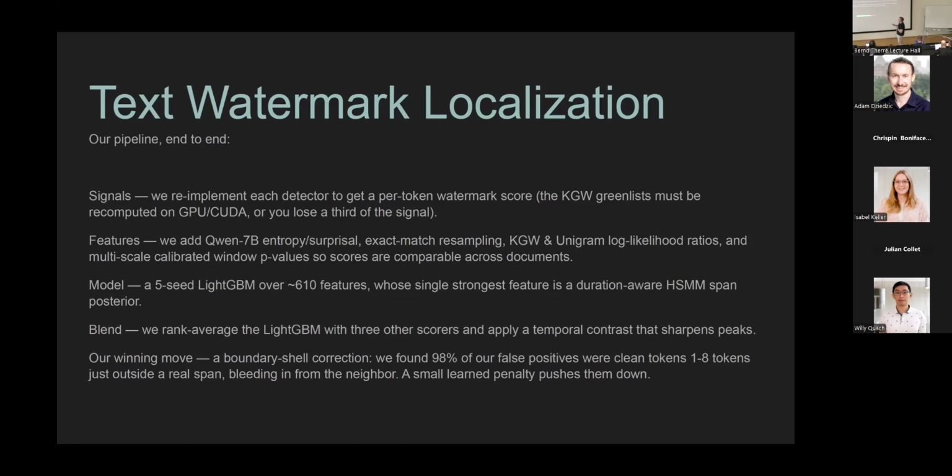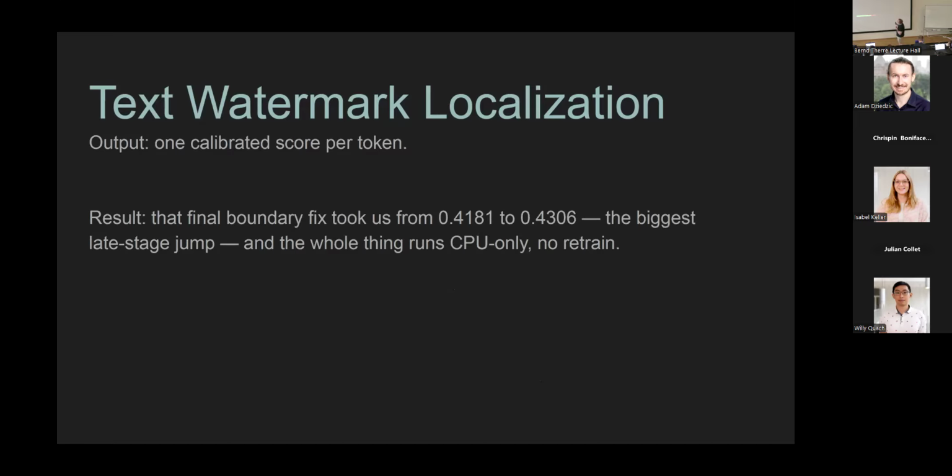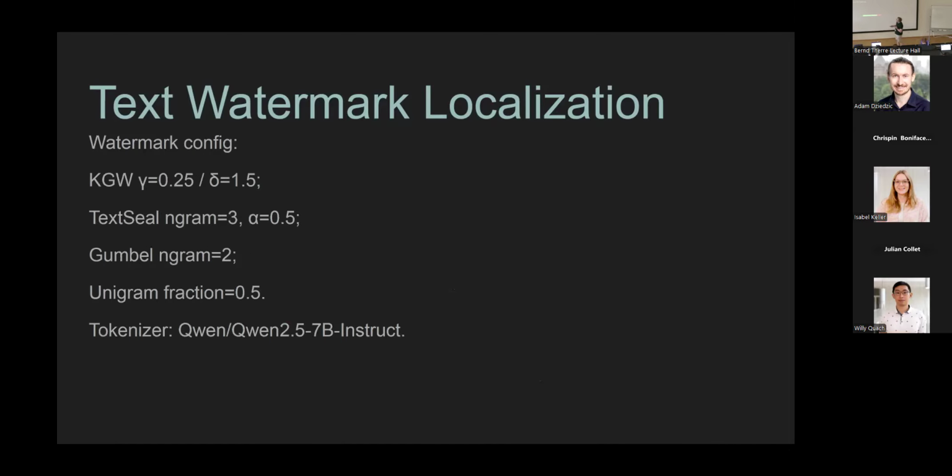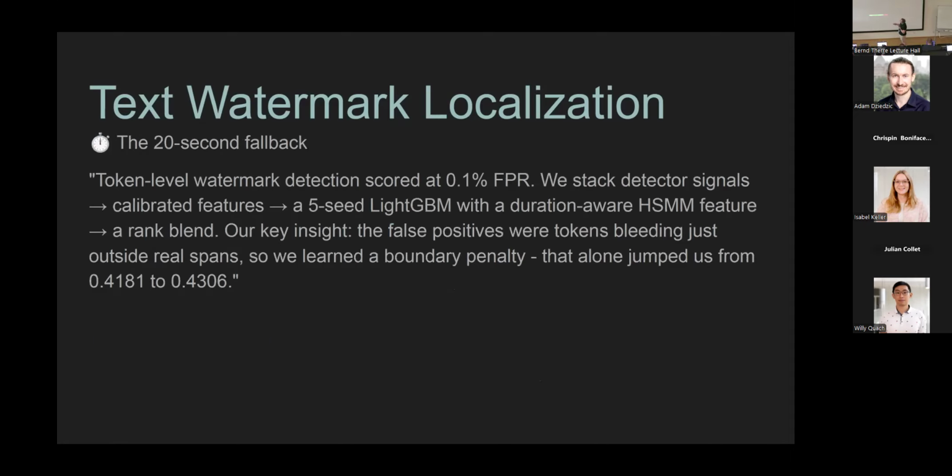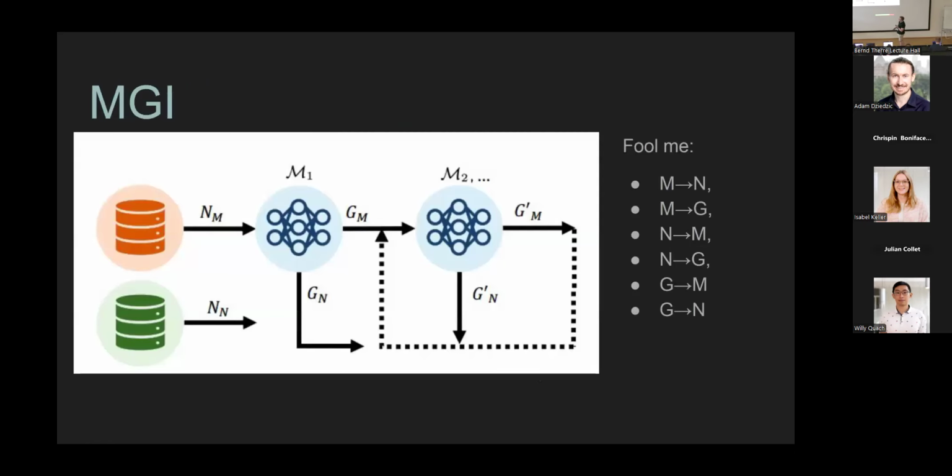Okay, I will be faster. We used LightGBM for the model, and we then blended the rank average. Our last move was to fix the edges, basically apply some smoothing technique, which allowed us to jump a little bit further. That's our hyperparameters, and that's basically what I already told.